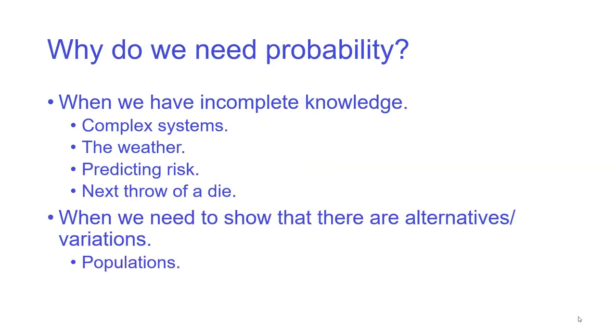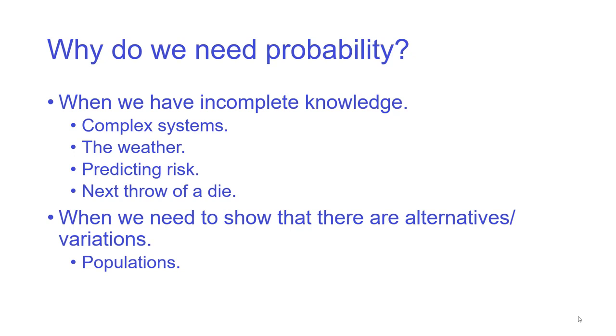So we use probability when we have incomplete knowledge, when you have something that's complicated. You use probability when you don't know absolutely that something's going to happen. For example, we use probability in assessing how likely you are to have a virus like COVID. We use it in complex systems like the weather. We use it for predicting risk. And we use it in games, when chance plays a role, like in throwing a die, flipping a coin.